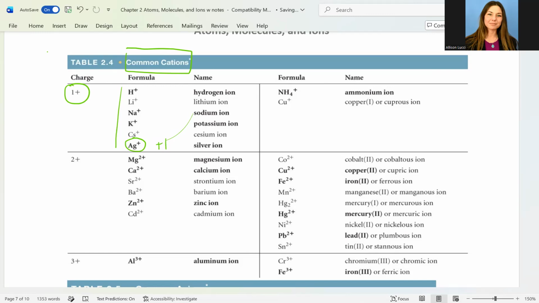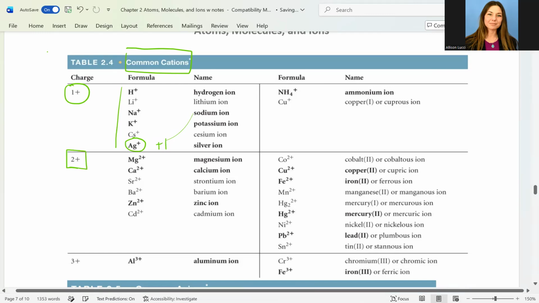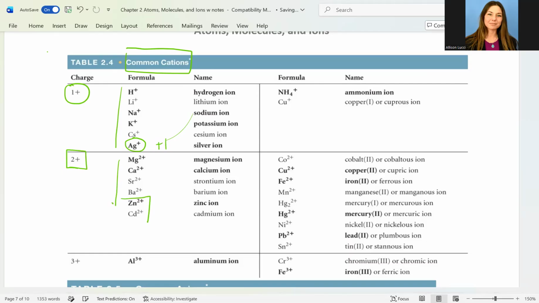Then we have some common +2 ions next. So these are all the group 2 metals. And then we also see zinc and cadmium. Zinc here is bolded. This only forms a +2 ion. There's no other species possible. So we have our +2 and our +1 common ions.